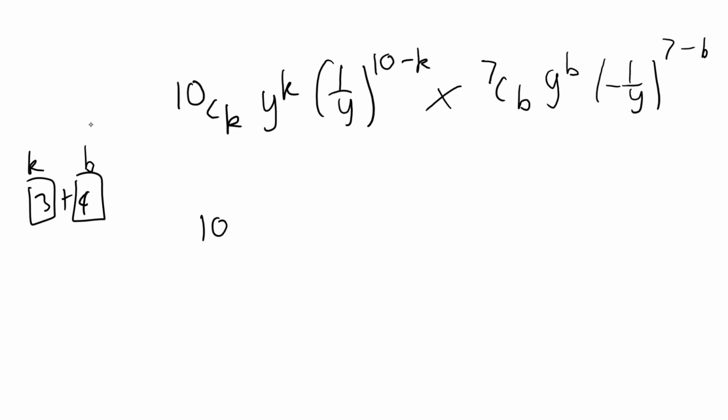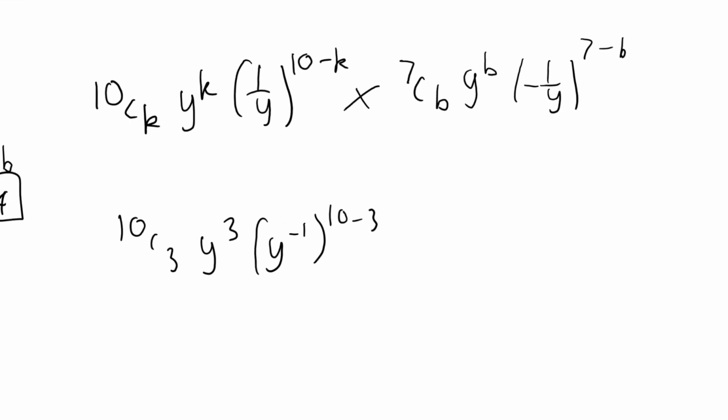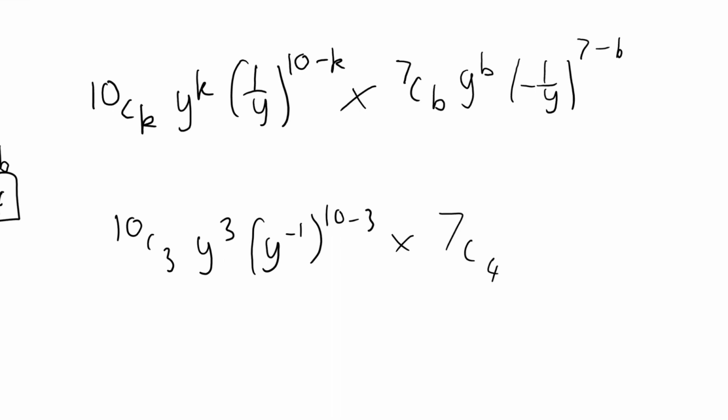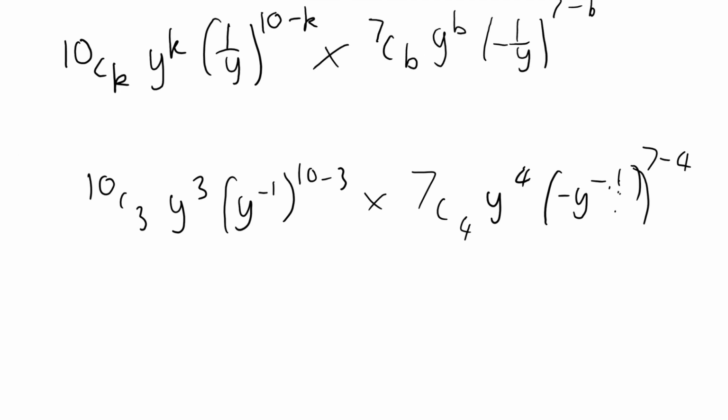So 10 choose k, which is 3, times y to the 3. We'll just get rid of the fractions for now. 10 to the minus 3 times 7 choose 4, y to the 4, times minus y to the minus 1, 7 to the minus 4. Sorry, not minus 4, my apologies, that should be minus 1. Okay, so now we are going to expand these brackets and then simplify the equation.